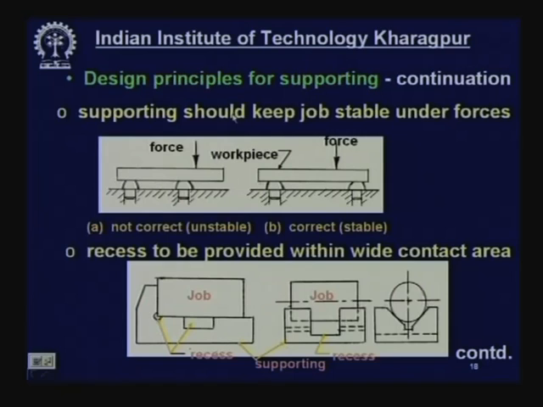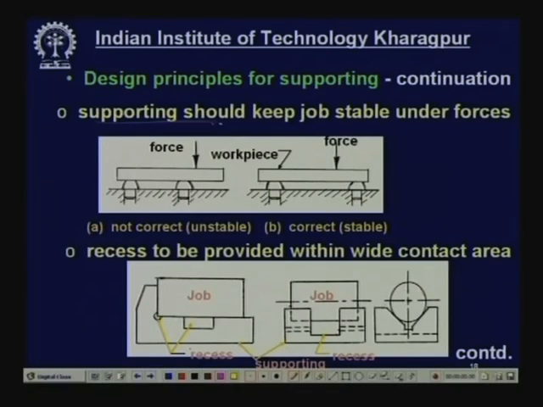Design principles, now continuation. Supporting should keep the job stable. Now, this is the workpiece. There are two supports, and if you load it here, force it here, then this will topple. So, this is not correct, unstable and not correct. Now, the supports have to be away from the force on both sides. So, this is correct and stable.